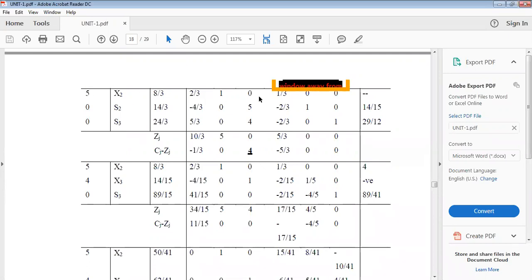Therefore, you repeat this entire row here. You copy this: 5X2, 8 by 3, 2 by 3, 1, 0, 1 by 3, 0, 0 like this. You have repeated the entire row because you need not make it 0, as a 0 already exists. Hence, you have copied the first row of the previous iteration. In the second iteration, the new row 2 has come over like this. And now you have to write here, new row 3.